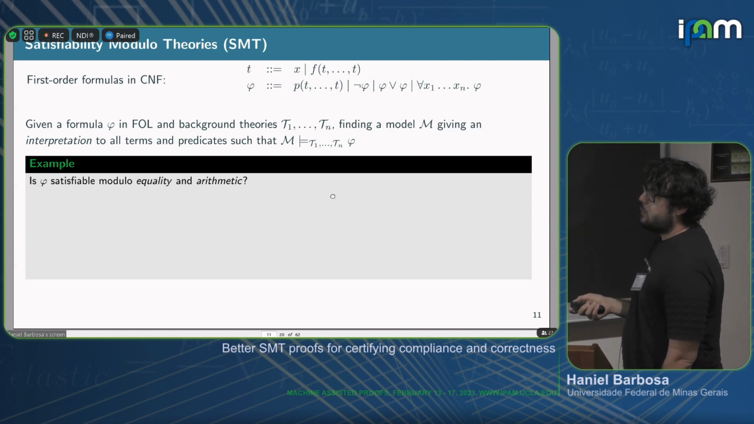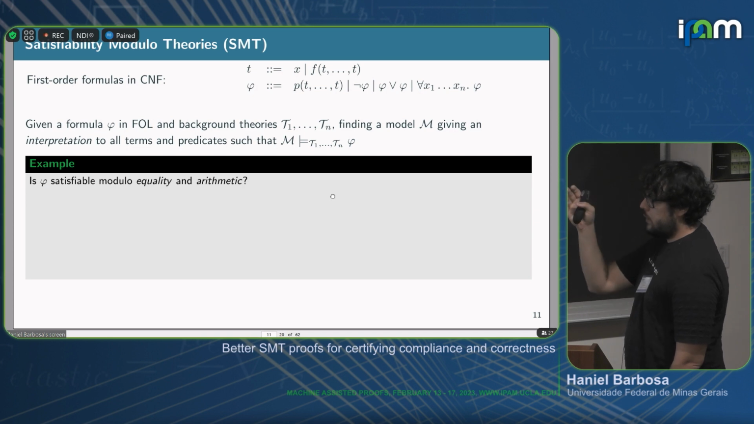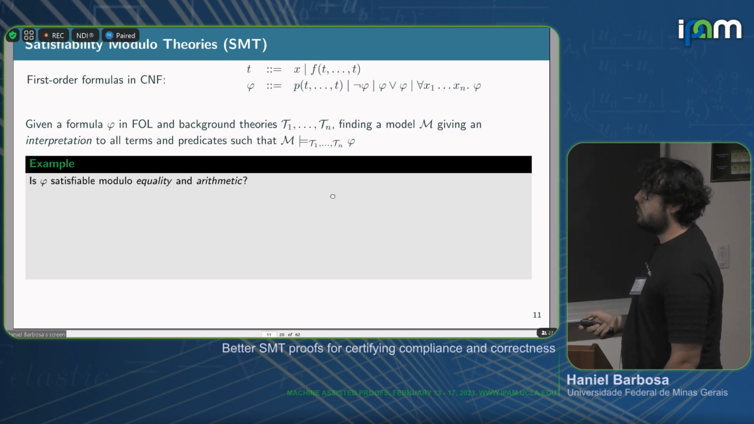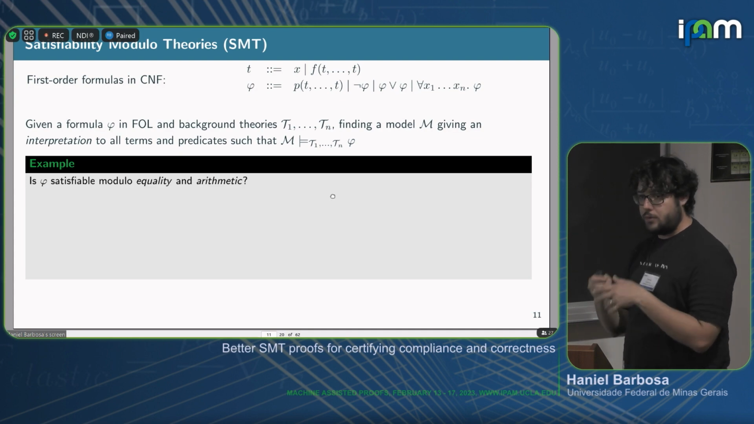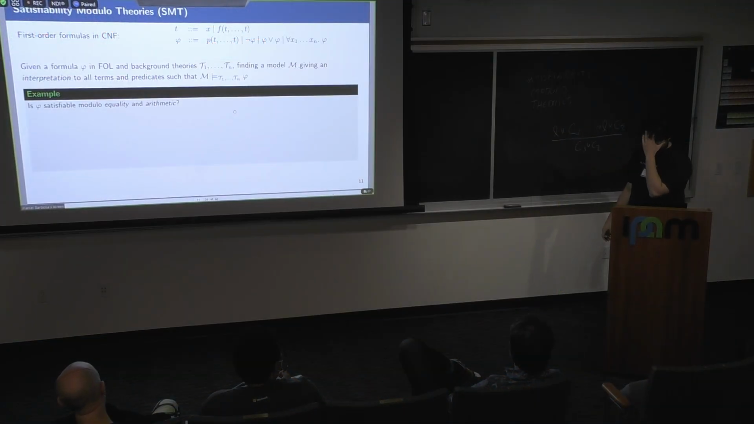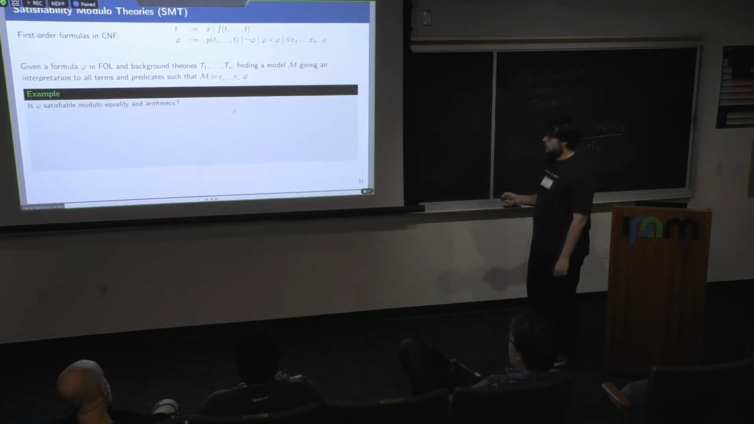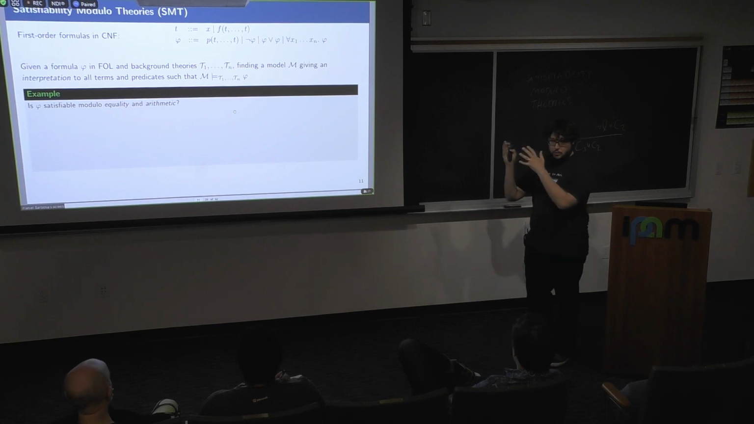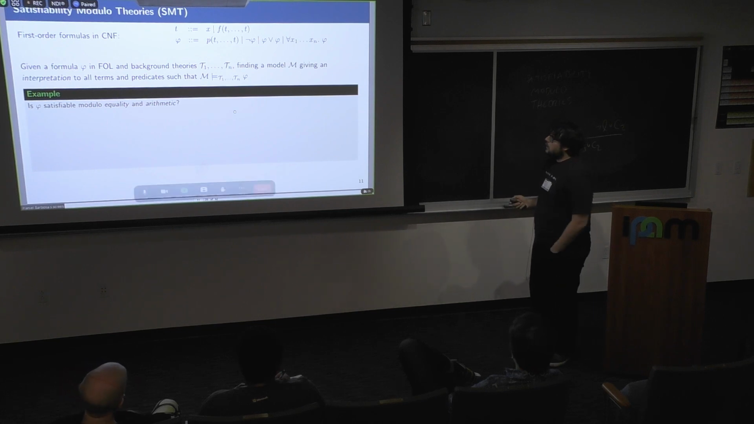And then the satisfiability problem for SMT, satisfiability modulo theories, is that given a set of theories, and you can think of these theories as models that you have to extend to build a new model for the whole formula. Then if you can build such a model, then the formula would be satisfiable.